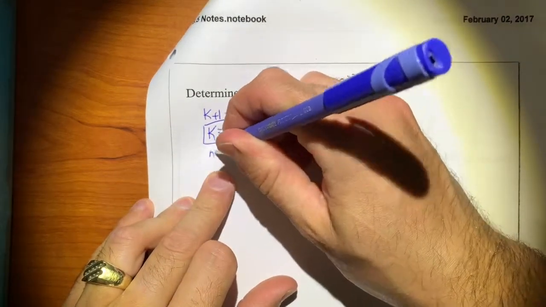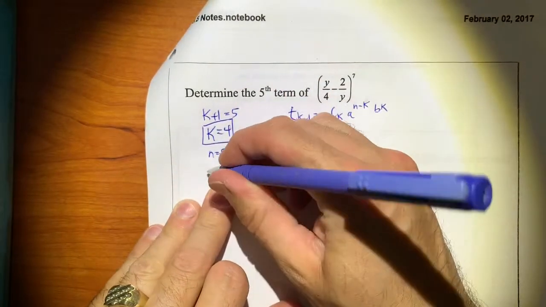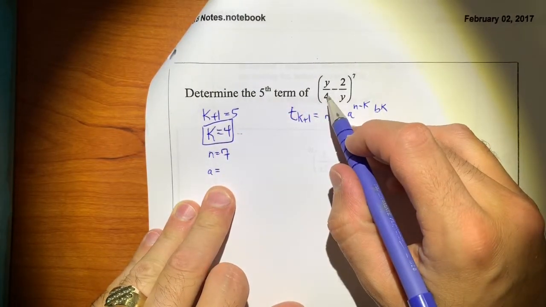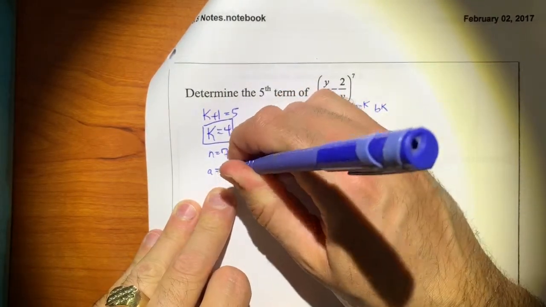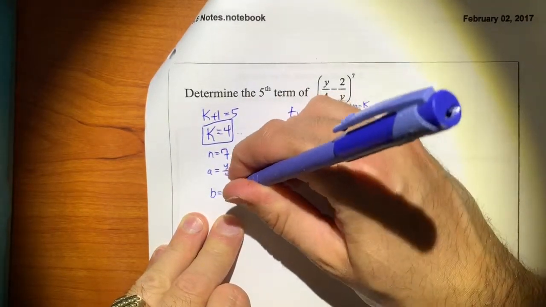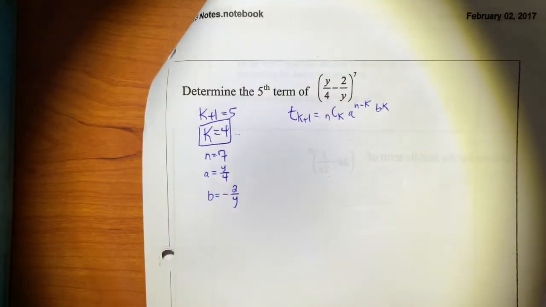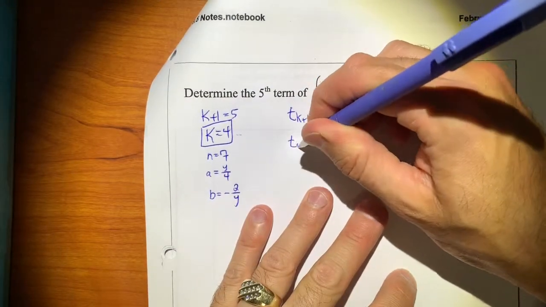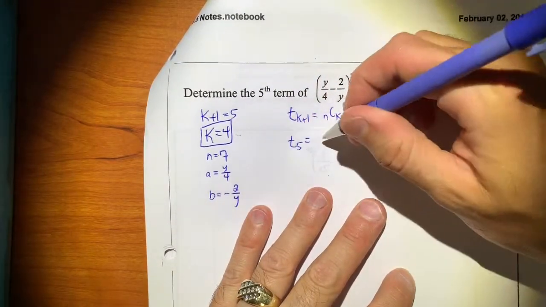n is 7. And my a value is whatever the first thing is in the binomial. So it's y over 4. My b value, include the negative, is -2 over y. Okay, so I'm ready to pop it into the formula. And then I'm going to have some fun cleaning up.